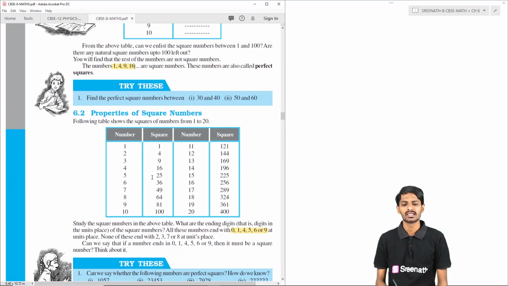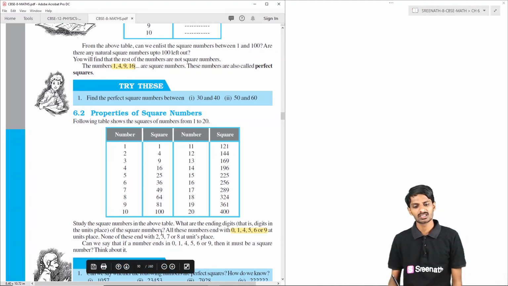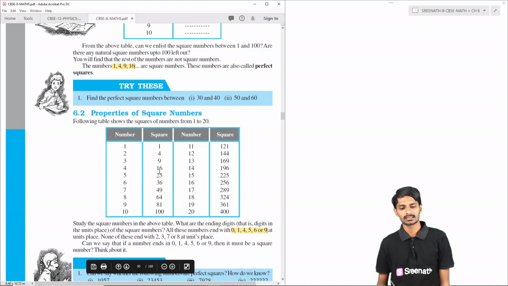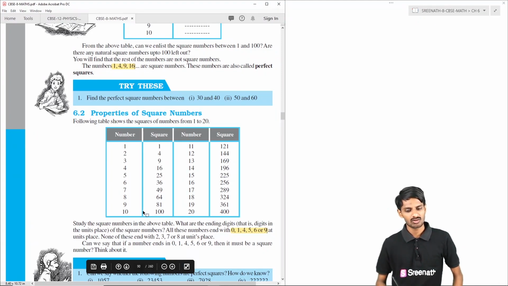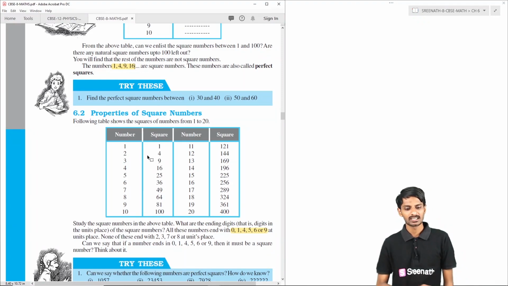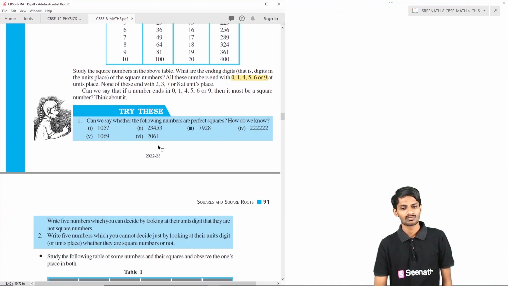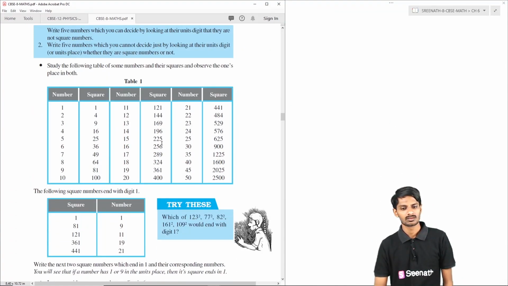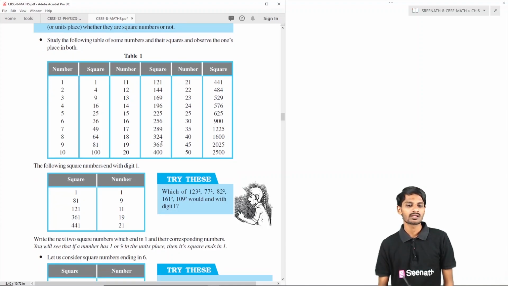And is there any square number which is ending with 2, 3, 7 or 8 in the units place? Okay, students, this thing you have to observe. So this is one of the interesting things, students. So next, here also the same table. Here the numbers are from 1 to 10, and from 11 to 20, and from 21 to 50. Here after 25 there are 5 numbers only.